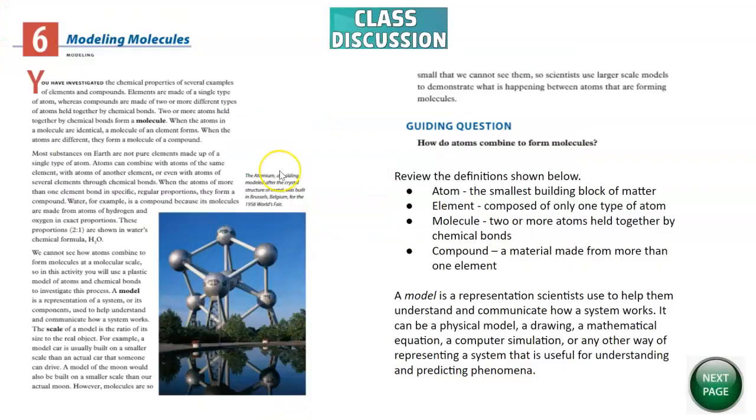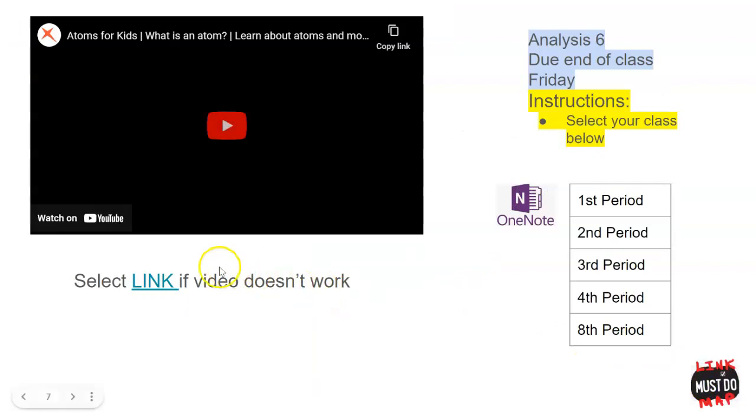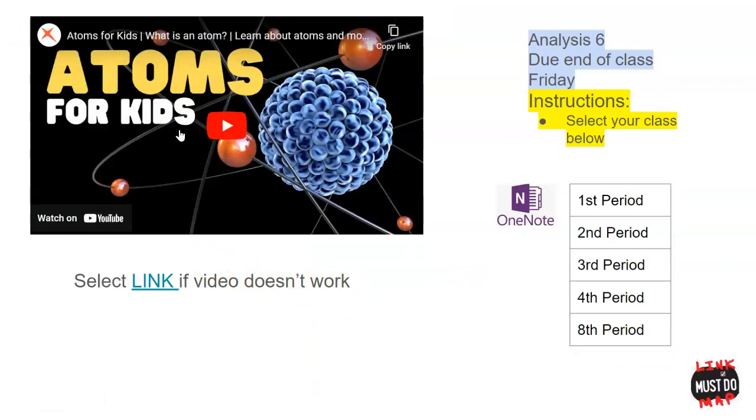The class discussion on Wednesday will be about modeling molecules. Our guiding question is, how do atoms combine to form molecules? We will read the selection from the book, and then we're going to review our power words, which were the vocabulary words you took during analysis 1, on atoms, elements, molecules, and compound. We'll watch this video in class so that it can better cement how atoms become molecules. And then we're going to go into our analysis question.